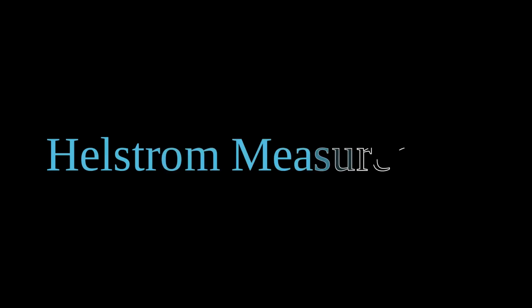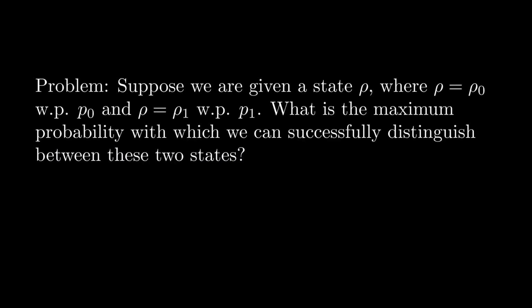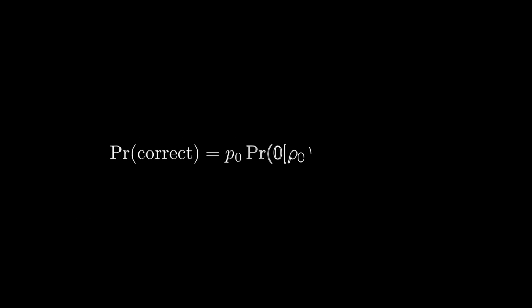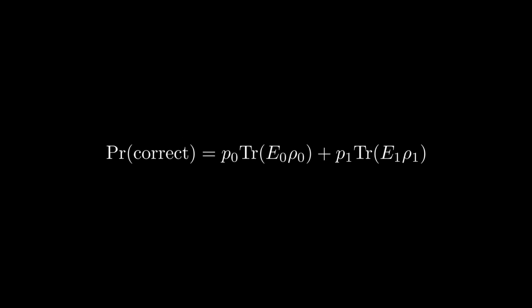Using the trace norm, we can also derive results for distinguishability of states. For example, let's say we are either given a density matrix rho 0 with probability p0, or a density matrix rho 1 with probability p1, which is 1 minus p0. Suppose we want to determine which density matrix we have been given. We can phrase any kind of binary measurement problem like this using a POVM with two elements, E0 and E1, where E0 plus E1 is equal to I. Here, we have that measuring E0 means that we guess rho equals rho 0, and likewise for E1. We then have that the probability of making the correct guess is given as follows.